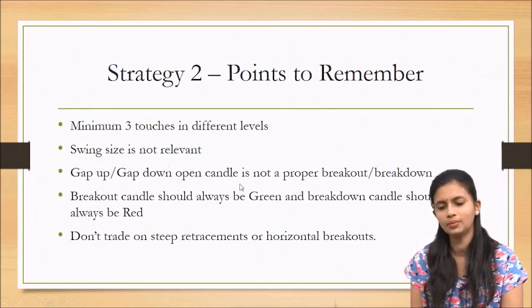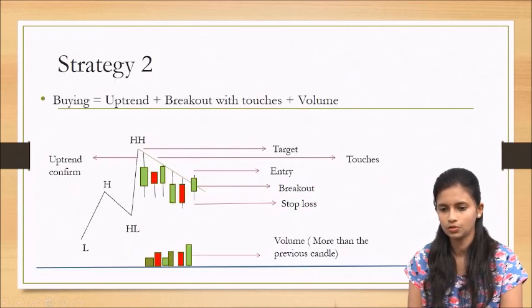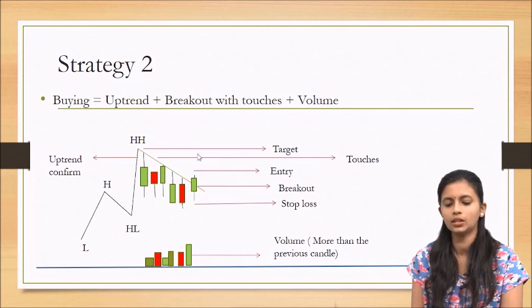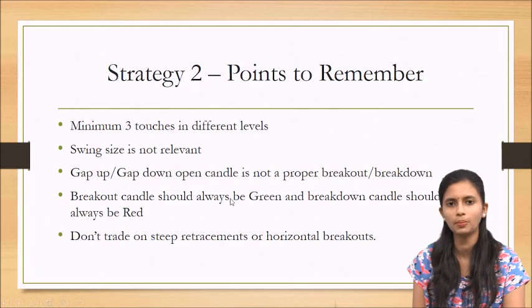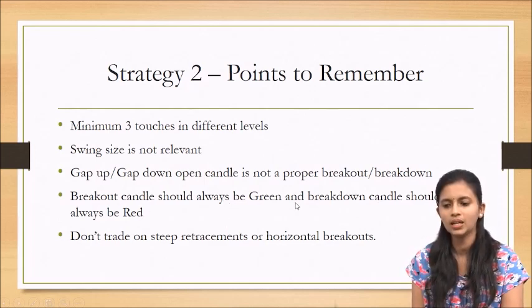Then a gap up or gap down open candle is not a proper breakout or breakdown candle. If you see in this setup, if you're looking for a buying opportunity and these candles are formed, and the breakout candle is formed somewhere here, then you cannot consider applying this strategy. The gap up or the gap down should not be considered for this strategy. It is not a proper breakout. It's a false breakout or breakdown. So the breakout candle should always be green and the breakdown candle should always be red.